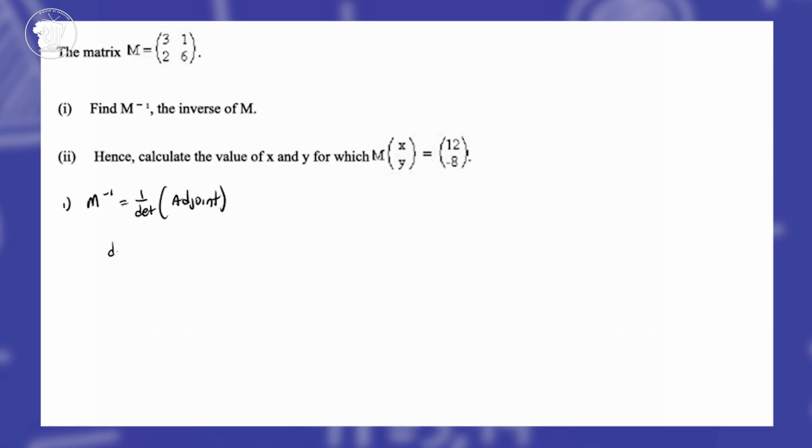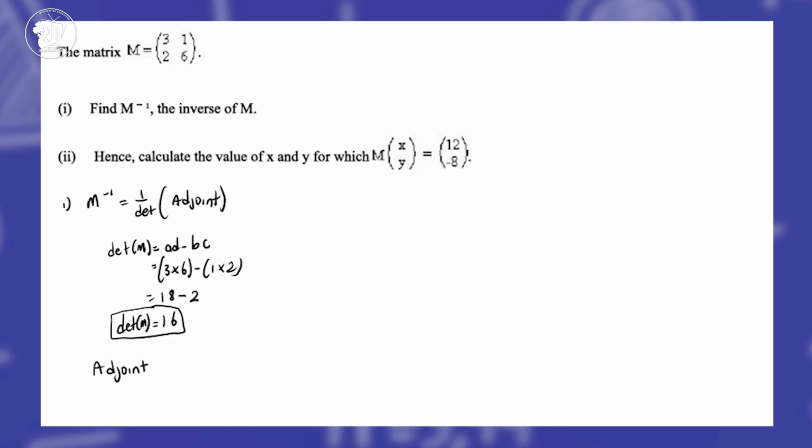So let's find the determinant first of all. The determinant of M would be AD minus BC. So A would be 3, so it would be 3 multiplied by D, which is 6. Subtract B, which is 1, multiplied by C, which is 2. So 3 times 6 is 18 minus 1 times 2 is 2. So 18 minus 2 would be 16. So the determinant of M would be 16. Next thing, the adjoint.